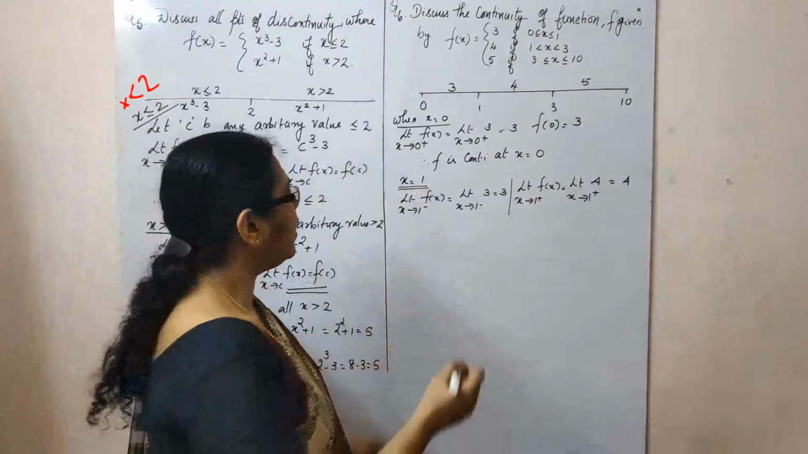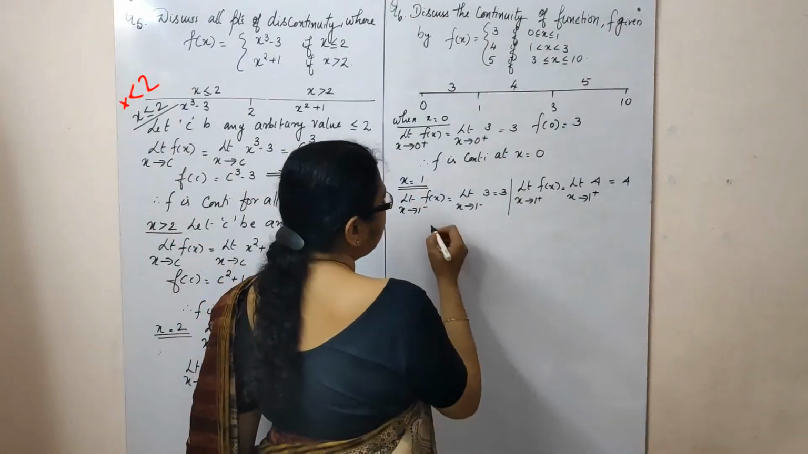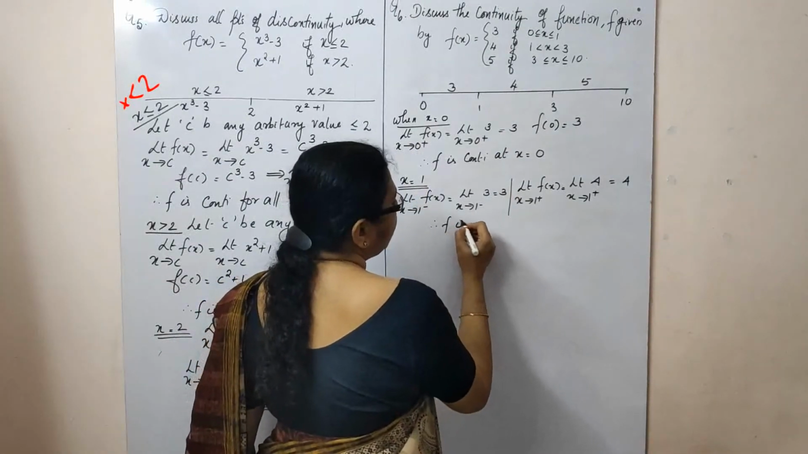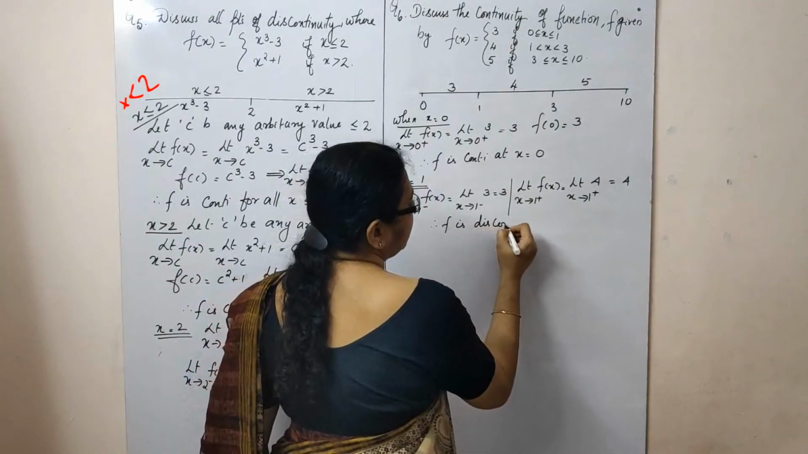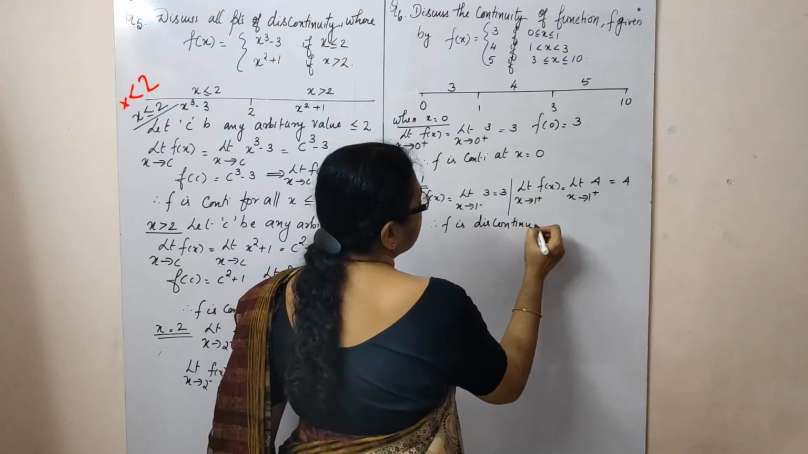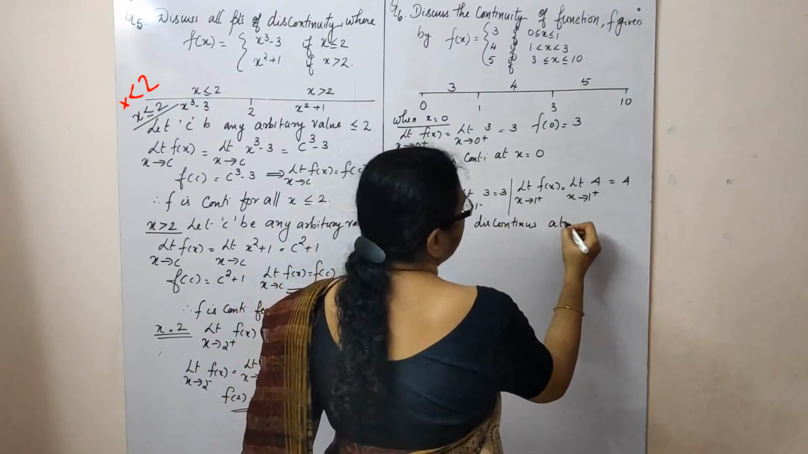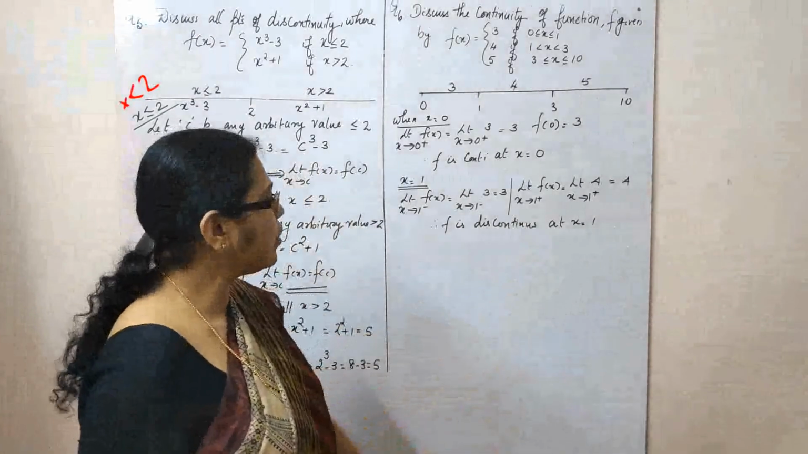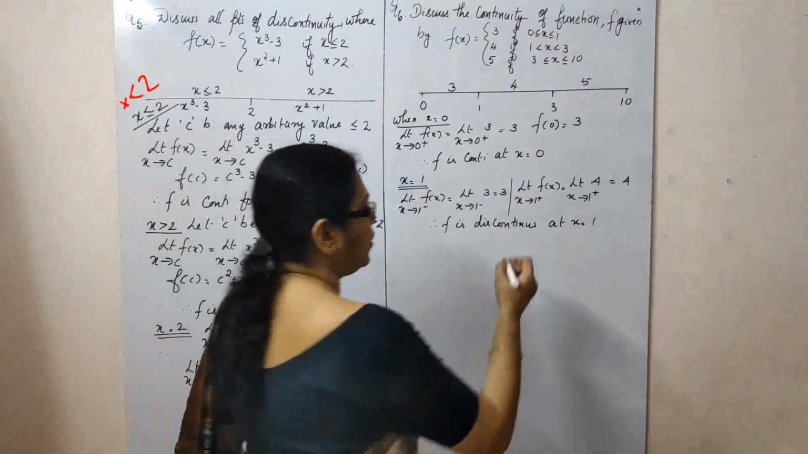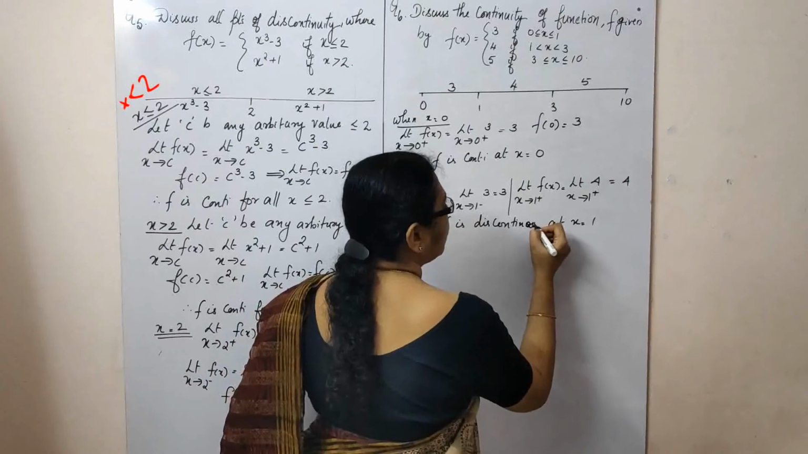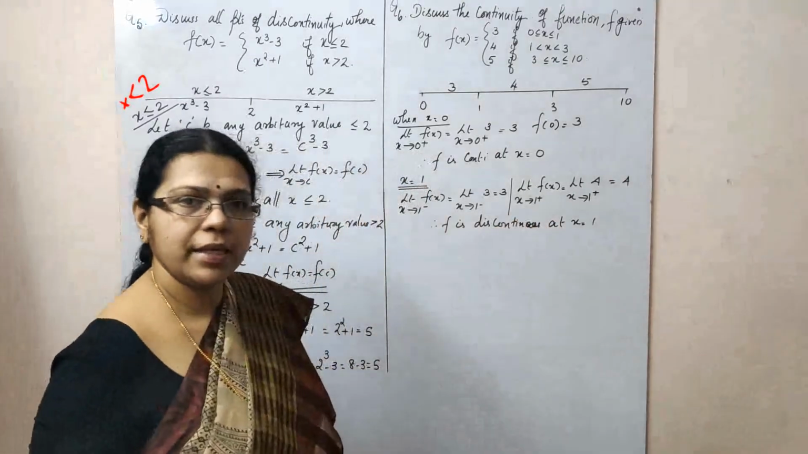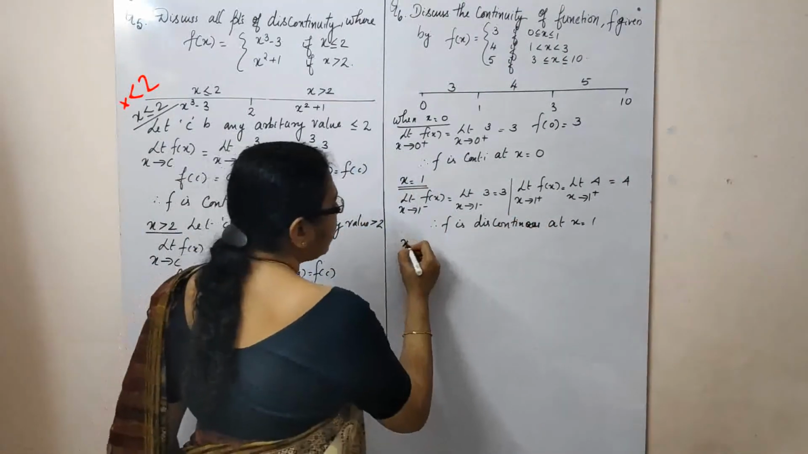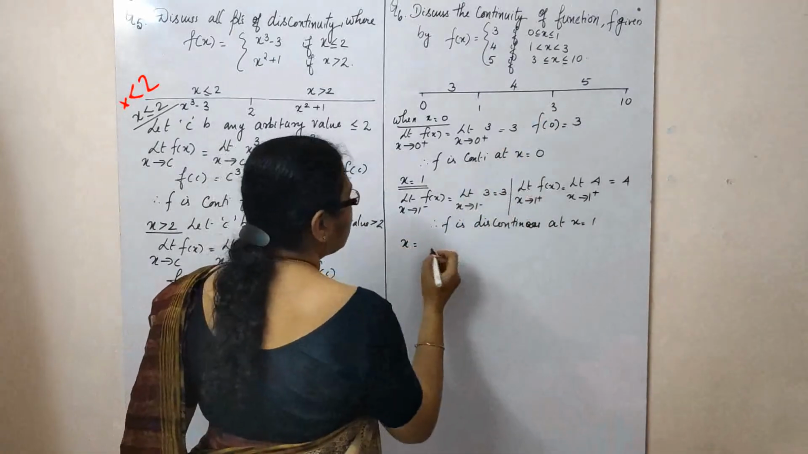Got it? Now here, this is not equal to this. Therefore, f is discontinuous at x is equal to 1. x is not continuous. That is what is called discontinuous. Not continuous at x is equal to 1. Now the next value is what?